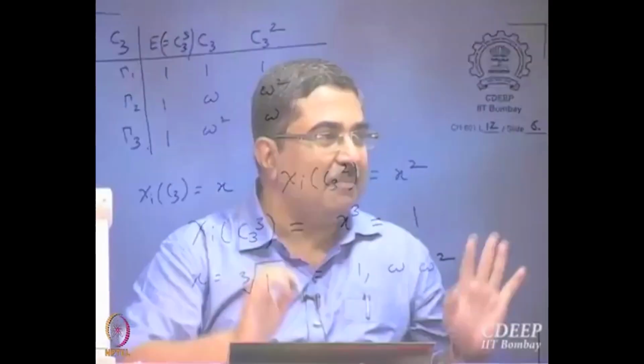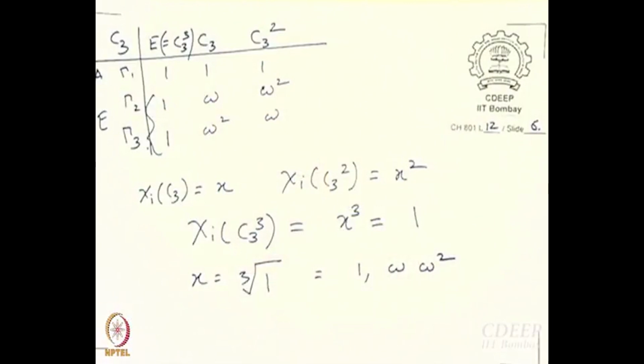I don't exactly know why, but in character tables it is more often than not written as epsilon. Epsilon is actually more general, but in this case definitely it is omega. Alright, so this is your character table. I can say this is A, and this together you call E.